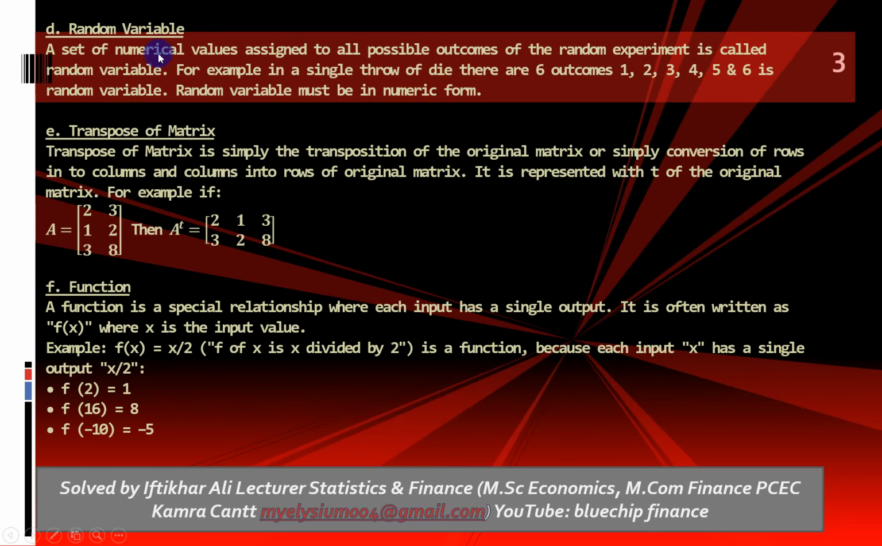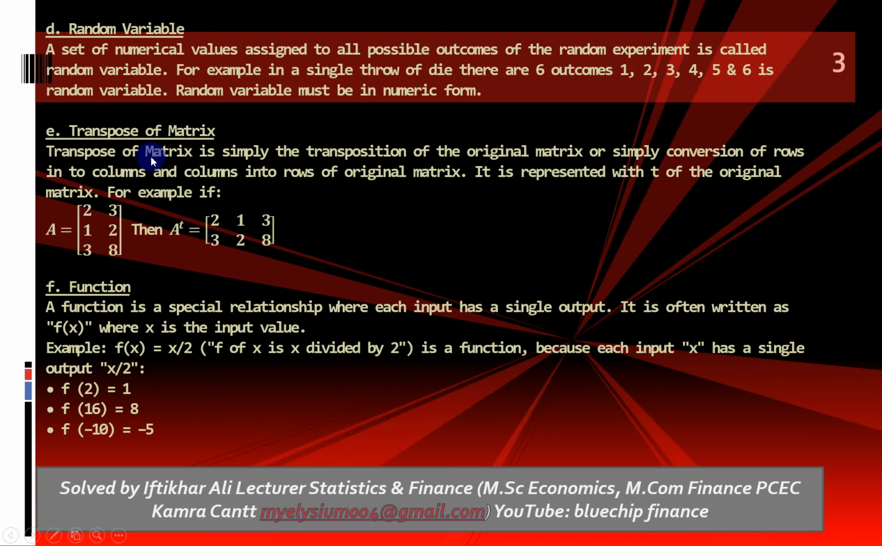The fourth one is random variable. A set of numerical values assigned to all possible outcomes of a random experiment is called a random variable. For example, in a single throw of a die, there are 6 outcomes: 1, 2, 3, 4, 5, 6 is a random variable. A random variable must be in numeric form.